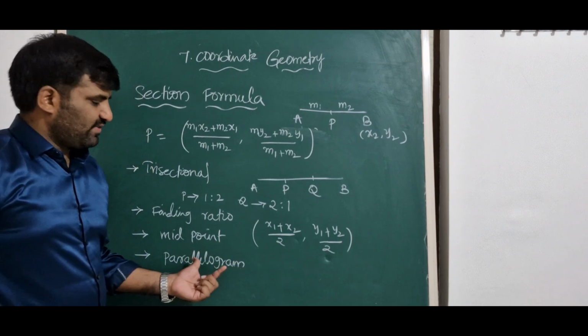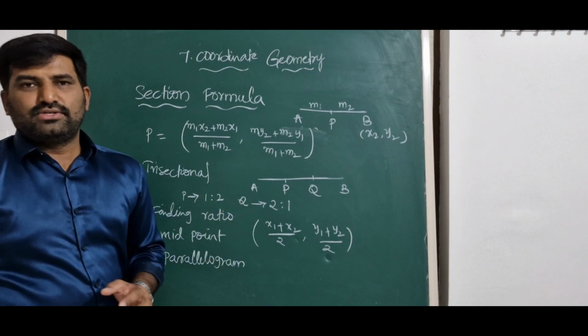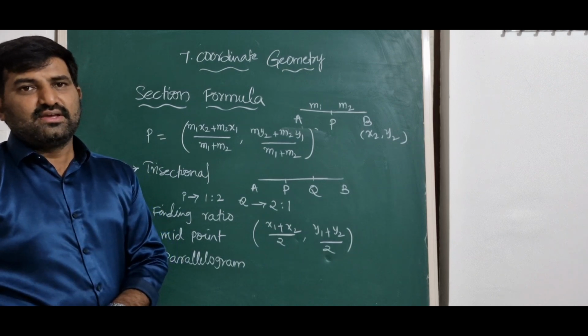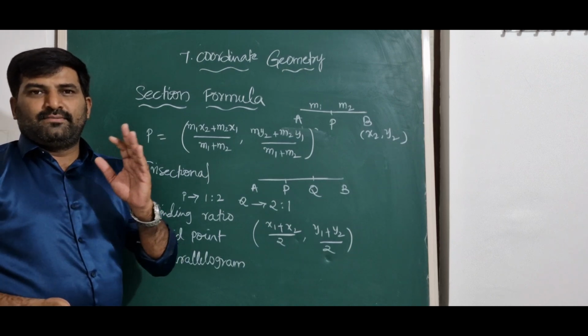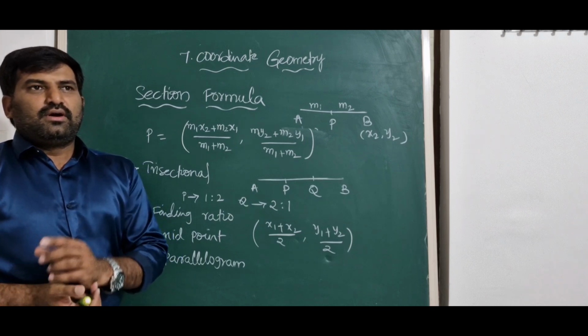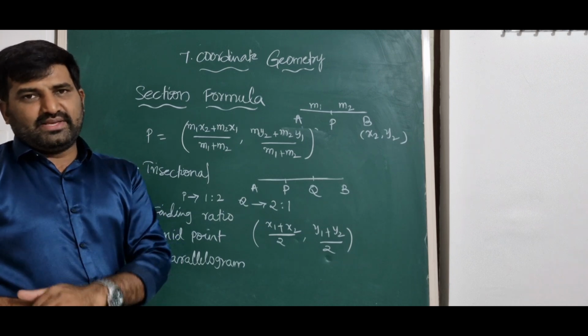Three vertices. This is also a very important and very simple question. Here, three vertices of the parallelogram will be given, and we need to find the fourth vertex. For that, we know that in a parallelogram the diagonals bisect each other, so the midpoint of both diagonals will be the same.